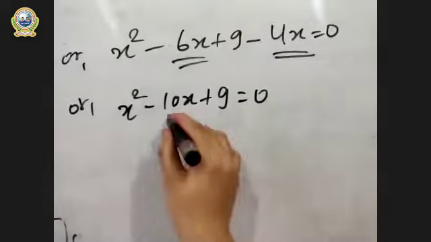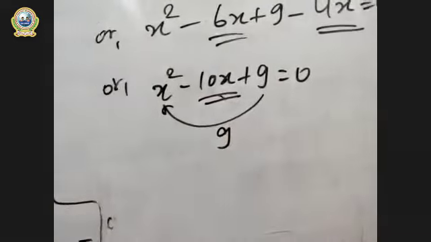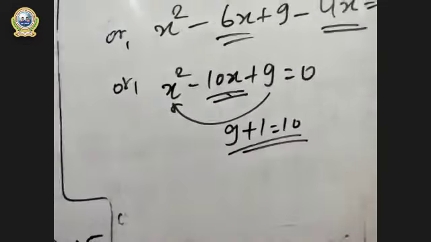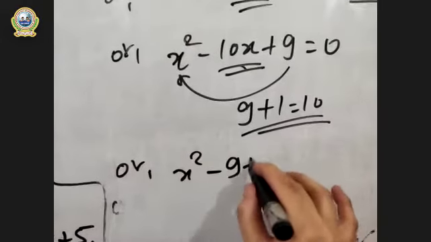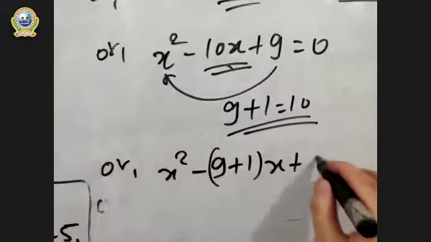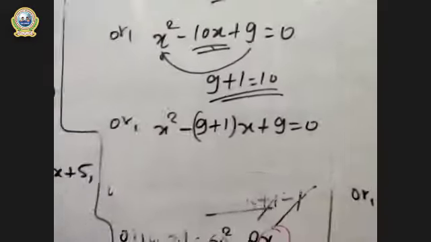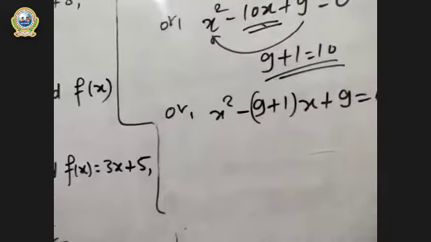Now it is very simple. Break this middle term. 9 ones will be 9, and 9 plus 1 will be 10. You know this, right? So let's break this: x square minus 9 plus 1, x plus 9 is equal to 0. This is now very simple, like a children's play, because you are mature enough to solve these kinds of questions.